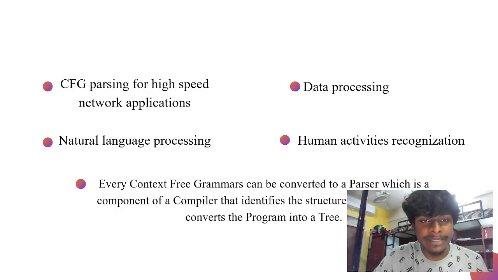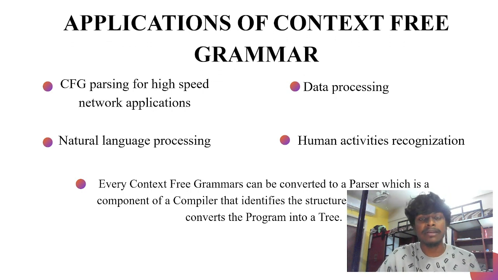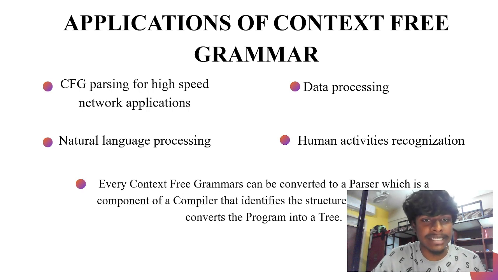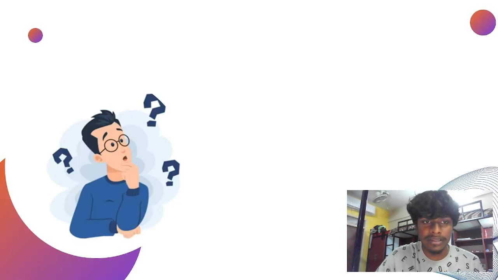And CFG parsing for high speed network applications. So this all comes under the applications of context-free grammars. The first one is CFG parsing for high speed network applications and data processing, natural language processing, human activities recognition. Every context-free grammar can be converted to a parser, which is a component of a compiler and identifies the structure of a program and converts a program into a tree.